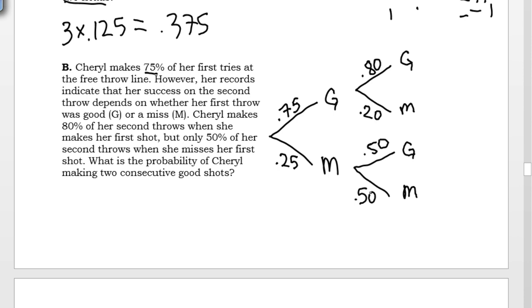So I'm going to use my multiplication rule. I do 75% times 80%, and the probability of getting 2 shots in a row is 60%. The probability of getting a good shot and then a missed shot, so the first one in, the second one missed, would be 15%. The probability of missing the first shot and then getting the second shot would be 0.25 times 0.50.